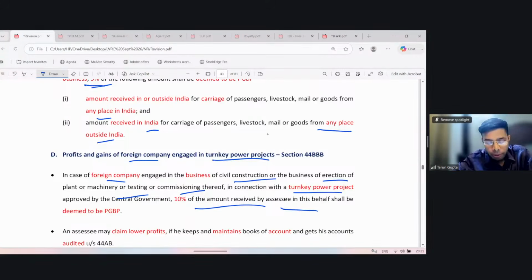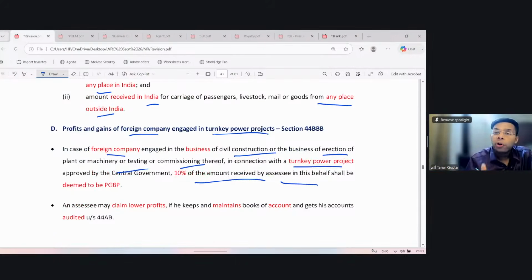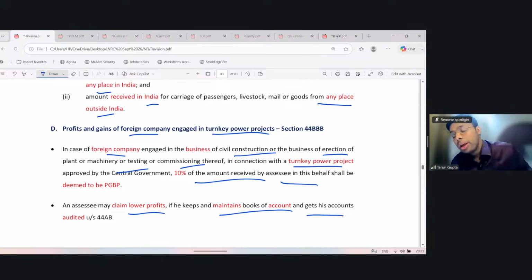Important thing: here 44BBB gives an option to the assessee to claim lower profit if it keeps and maintains books of account and gets its accounts audited. Such an option was not there under Section 44B and 44BBA, shipping and airline business.